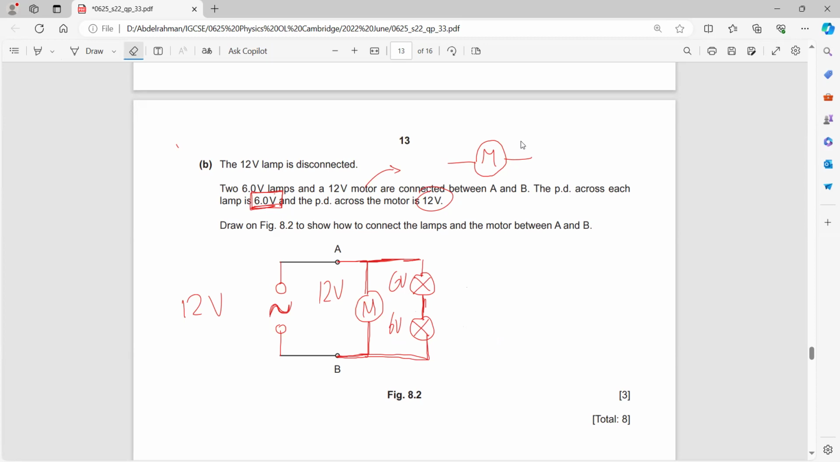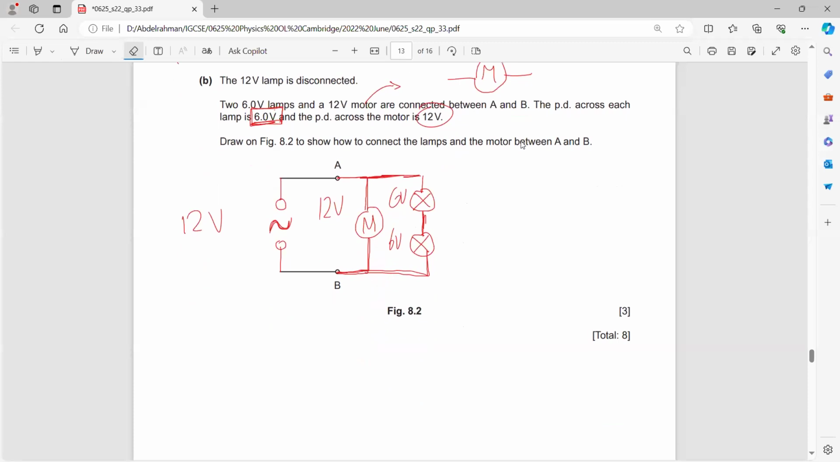What happens in the series circuit? The voltage gets divided. Guys, the voltage gets divided. But when the voltage gets divided, what happens to the current? The current decreases. Doesn't matter, I don't care about the current. The voltage gets divided. In parallel circuits, the complete opposite: they all receive the same voltage.